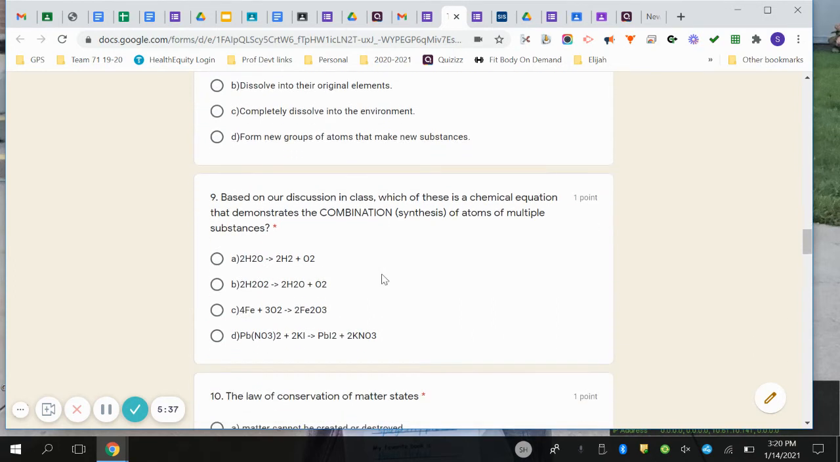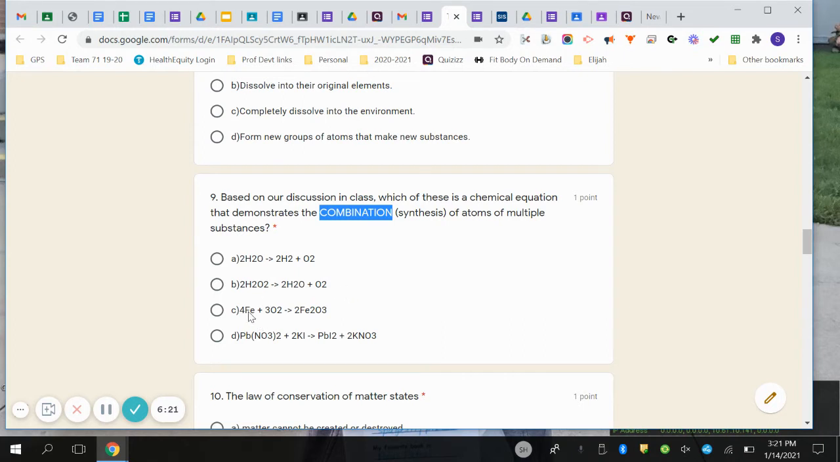Number 9, I talked about this one in class, so make sure that you're paying attention to me on this one too. Based on that discussion in class, which of these is a chemical equation that describes the combination, or two combining together, of atoms of multiple substances? So you have 2H2O, that is my reactant, and then my product that you're going to get is 2H2 plus O2. Or you could have 2H2O2 is my reactant, turns into my 2H2O plus O2.